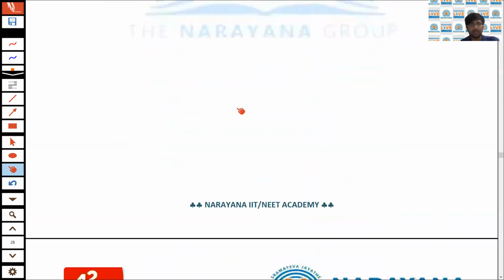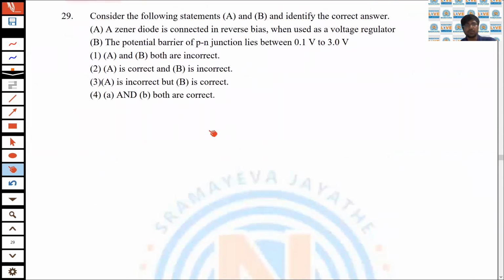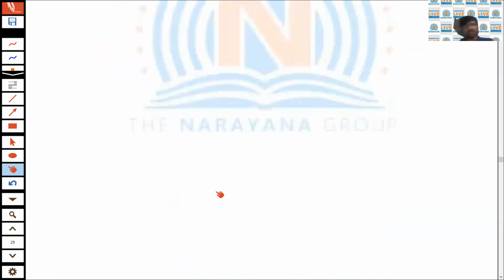Now let's come to the 29th question. Consider the following statements A and B and identify the correct answer. A: A Zener diode is connected in reverse bias when used as a voltage regulator. Now this is the true statement, because Zener diode is used to regulate the voltage and it is used in reverse bias configuration. B: The potential barrier of the PN junction lies between 0.1 and 0.3. No, because it is roughly 0.7 volts. So A is correct and B is incorrect. We get option 2 as the correct option.